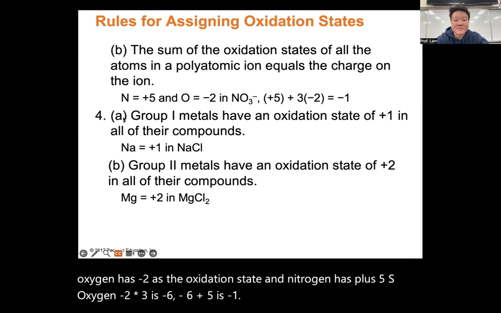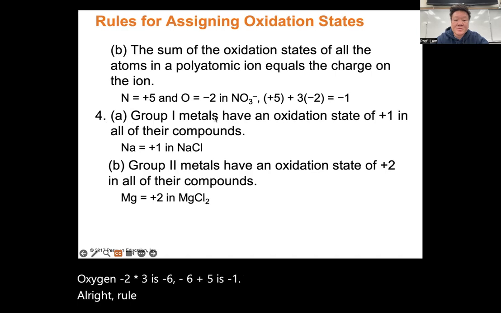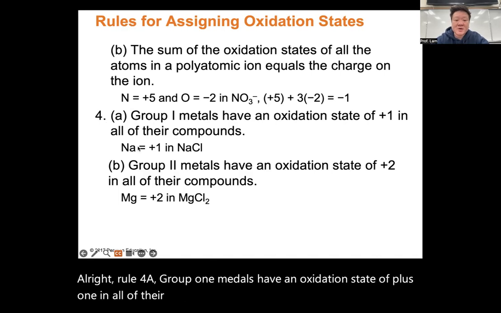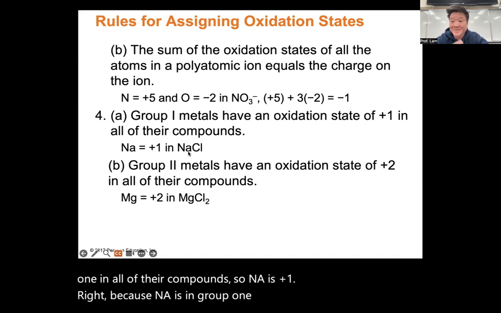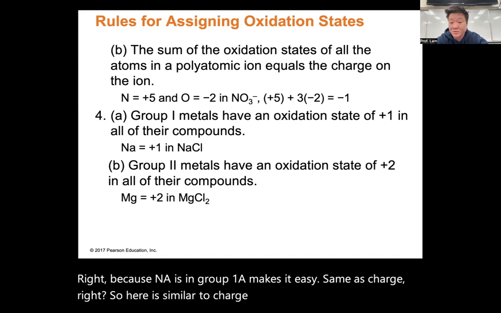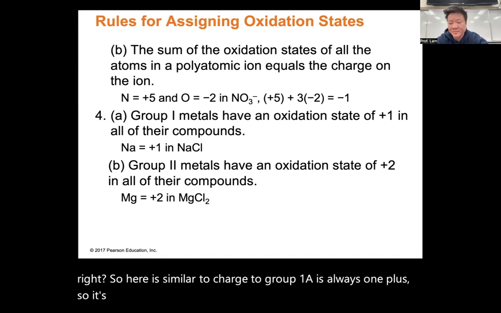All right. Rule 4a. Group 1 metals have an oxidation state of +1 in all of their compounds. So Na is +1, because Na is in group 1A. Makes it easy. Same as charge, right? Group 1A is always 1 plus, so it's always going to be +1.